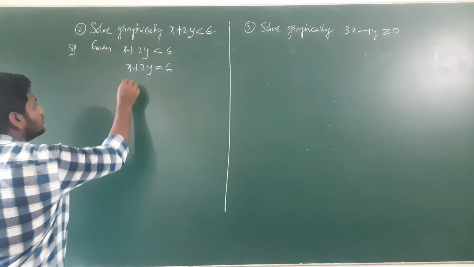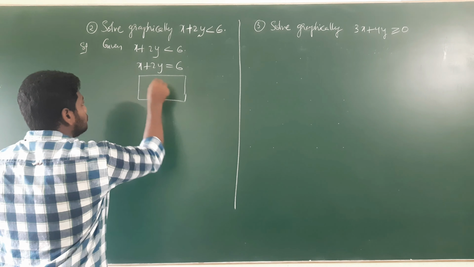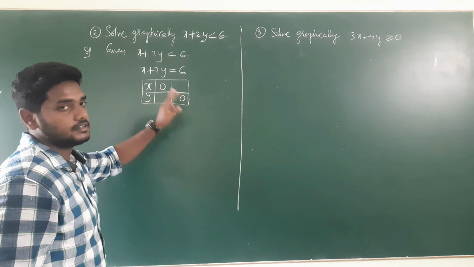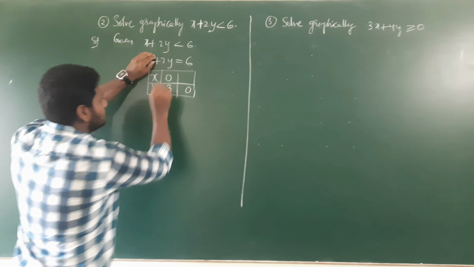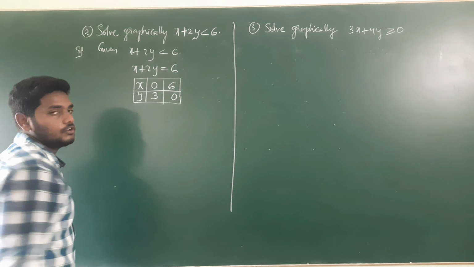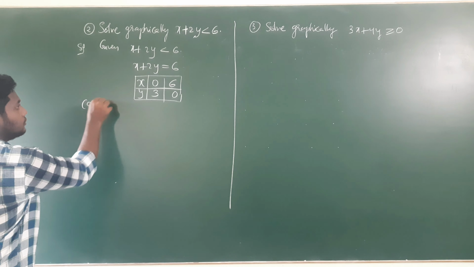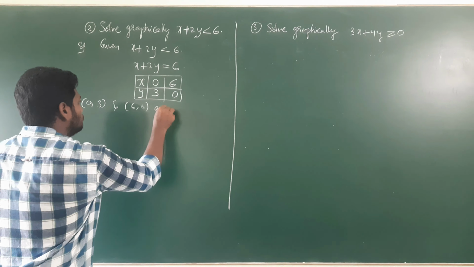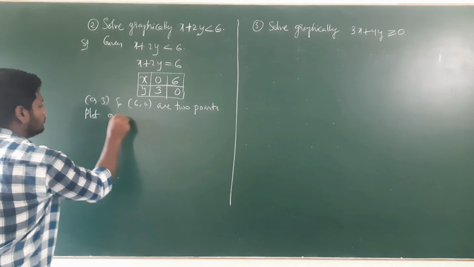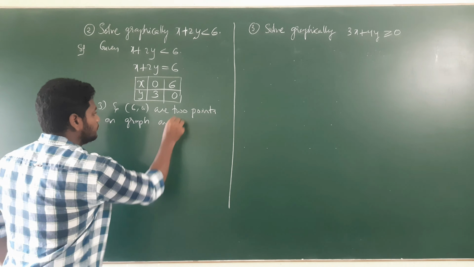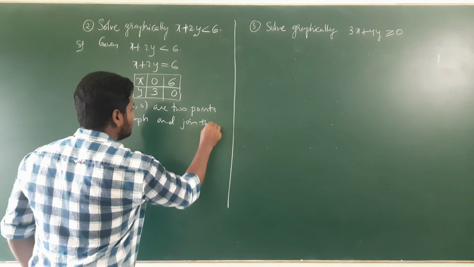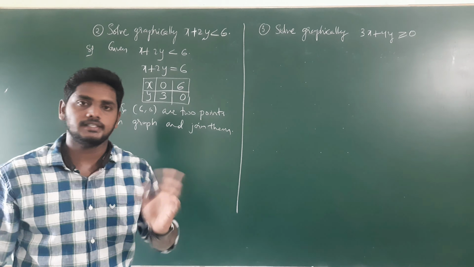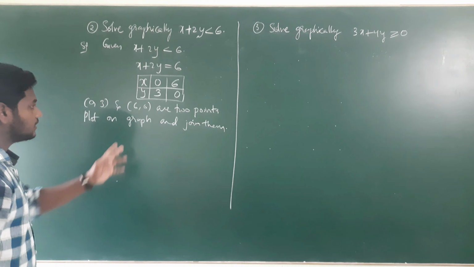After converting into an equation, we need to find 2 points. If x equals 0, y value is 3. If y equals 0, x equal to 6. We got 2 points: 0, 3 and 6, 0. Plot them on the graph and join them. Like this, how I am writing the solution for this problem, like this only you need to write in your assignments also, nothing but your notes.